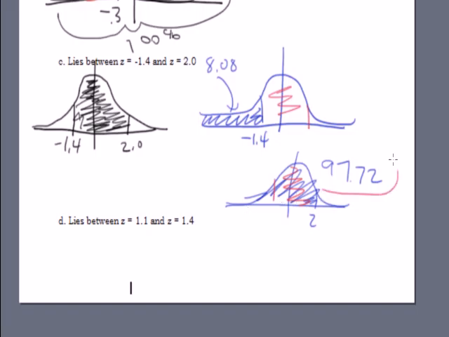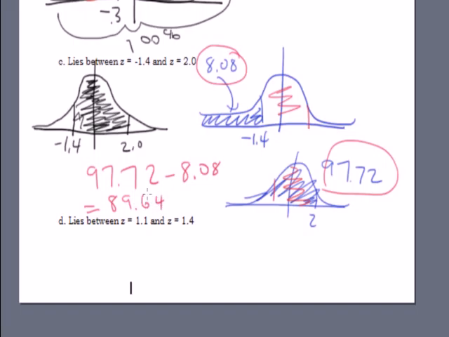And what most of you may see right now already is that to find the amount between them, I'm just going to subtract them. 97.72 minus 8.08 gives me 89.64% of the data items should lie in here. And that's what I want there. A similar idea with the last problem.